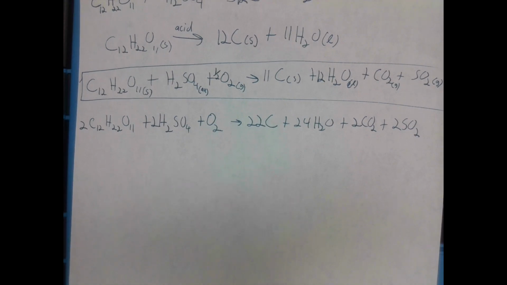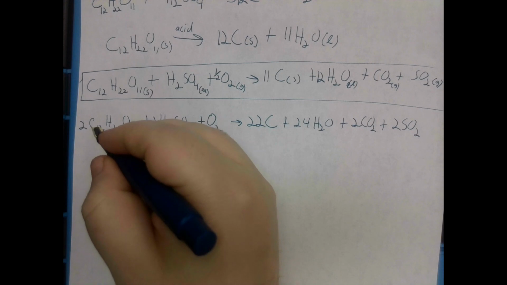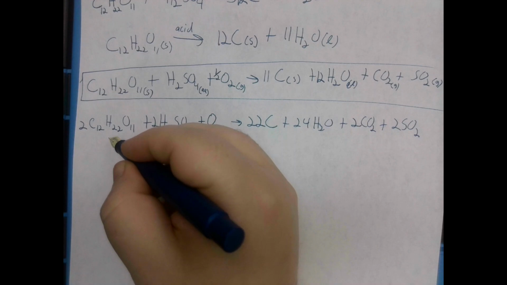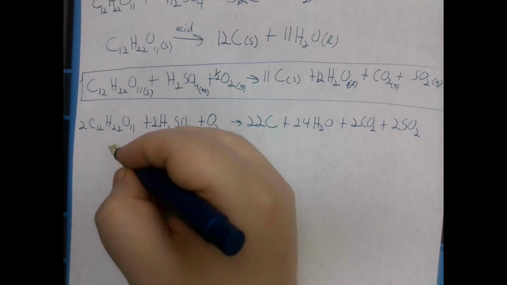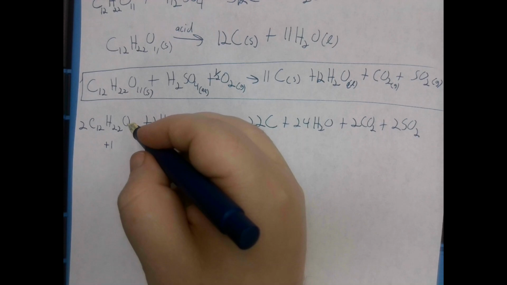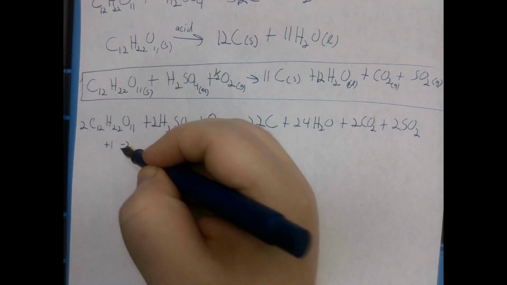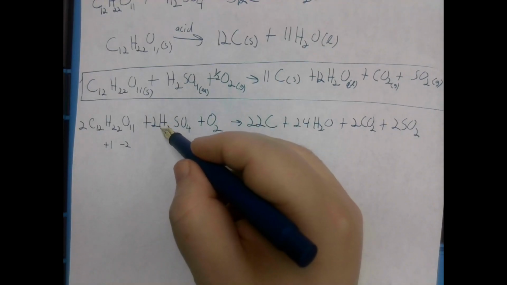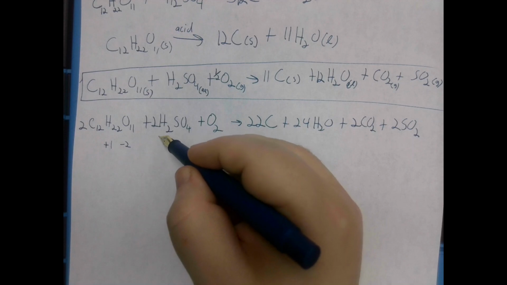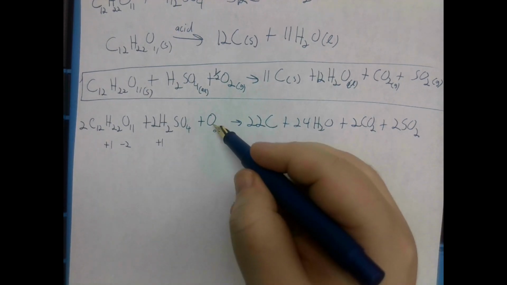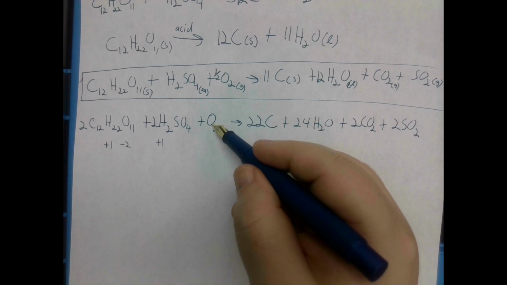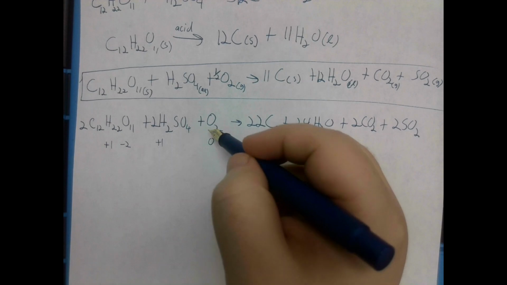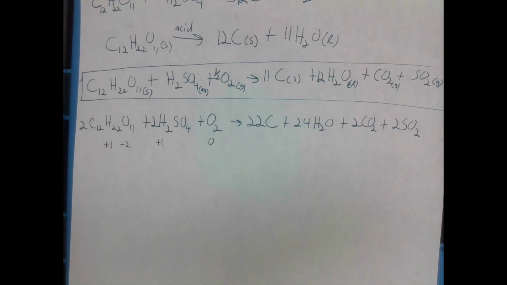All right, let's analyze a few things. What is the oxidation number of hydrogen? It's always plus 1. What is the oxidation number of oxygen? -2. What is the oxidation number of hydrogen here? Plus 1. What is the oxidation number of oxygen here? 0. Very good. Even though I always say it's -2, the exception is when it's by itself.